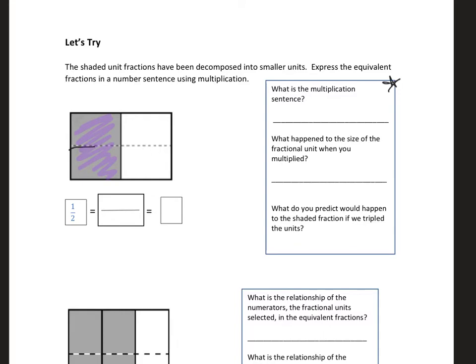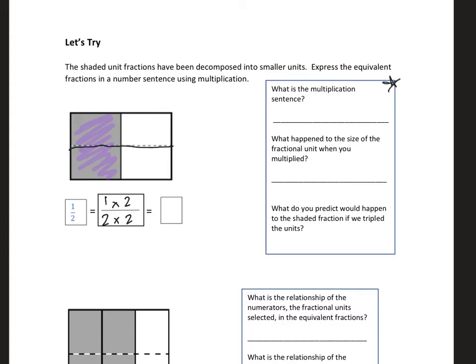So they said, okay, I'm going to split this 1/2 using horizontal lines. And now I have 2 rows. So that means I took 1/2 and I multiplied both of them, the top and the bottom, the numerator and the denominator, by 2. All right, and now this gives me my equivalent fraction.